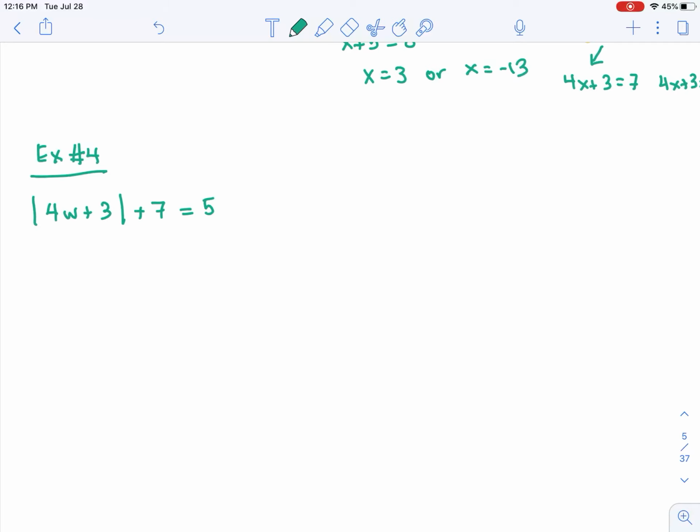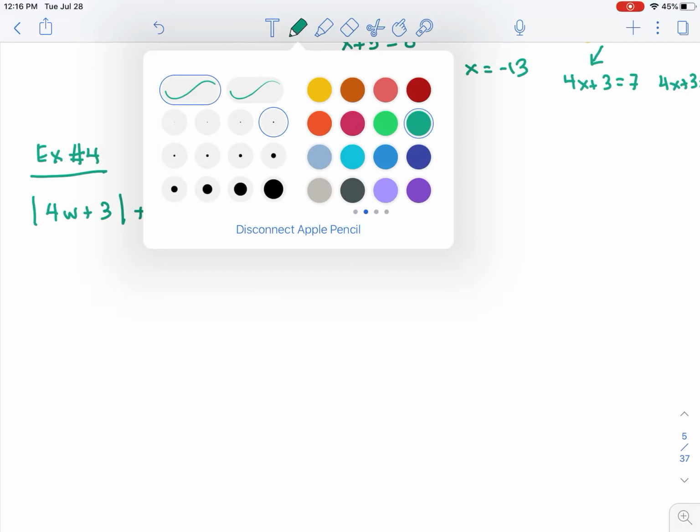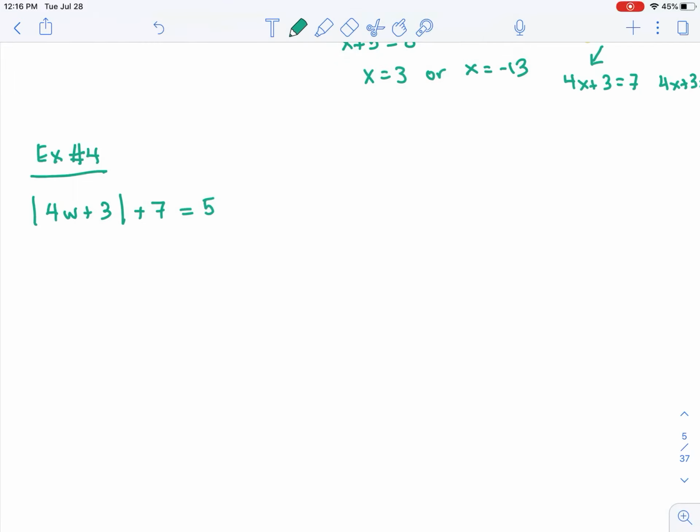So like the above example, we're going to work with isolating the absolute value expression. That means we're going to subtract 7 on both sides. Absolute value of 4w plus 3. Make sure you don't drop the absolute value bars until you've isolated the absolute value expression, and then you're ready to set up two separate equations for solving. So 4w plus 3 equals -2.